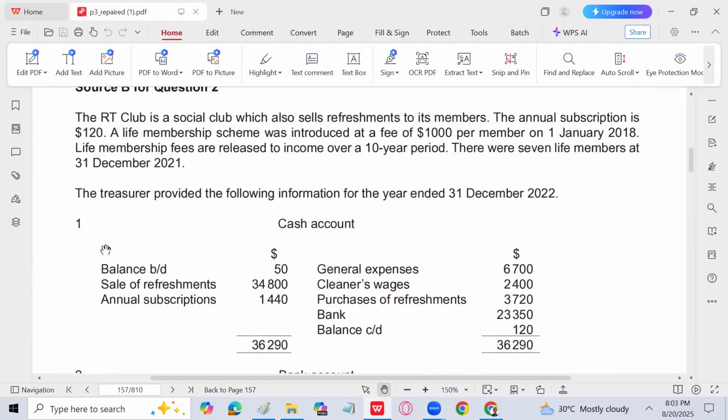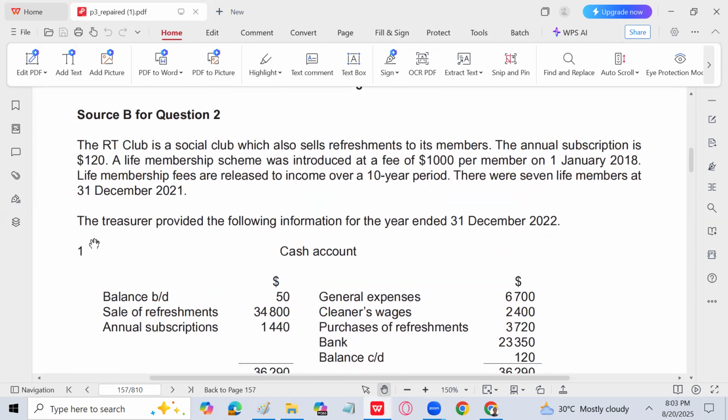Question number 2 is basically from NPO. The RT Club is a social club which also sells refreshment to its members. So it means that we have a social club and it also sells refreshment to its members. So definitely we are supposed to prepare a refreshment trading account, because we are maintaining one. We have to prepare it if the refreshment trading profit is not given in the question.